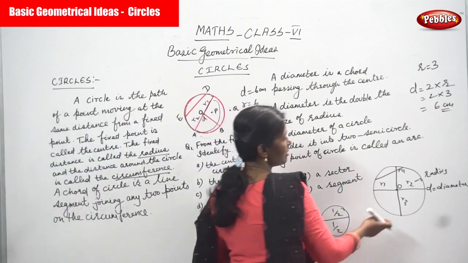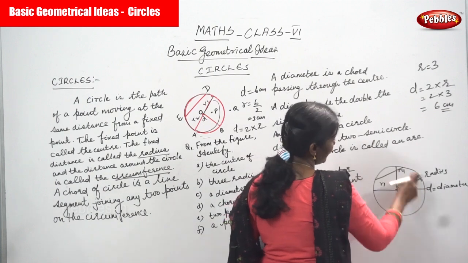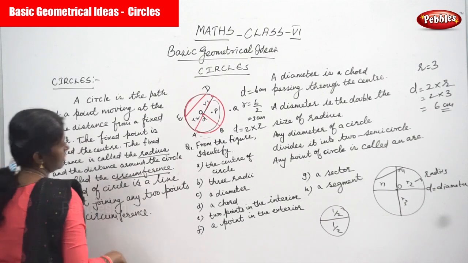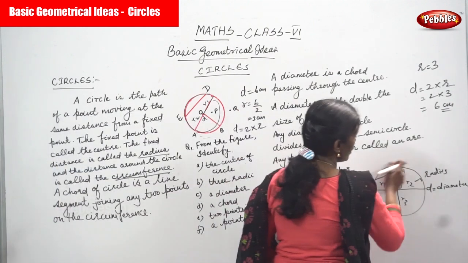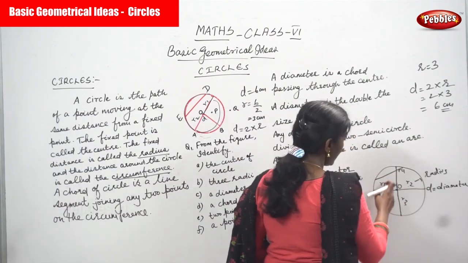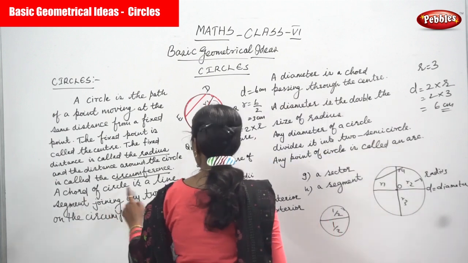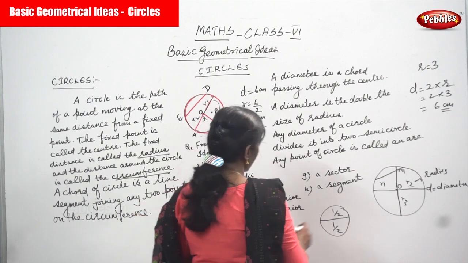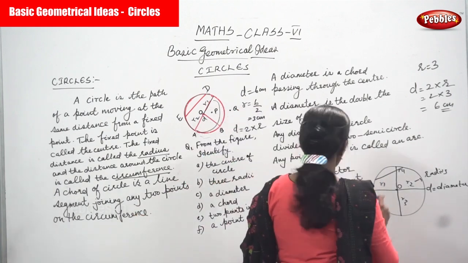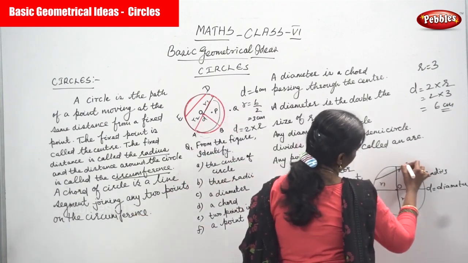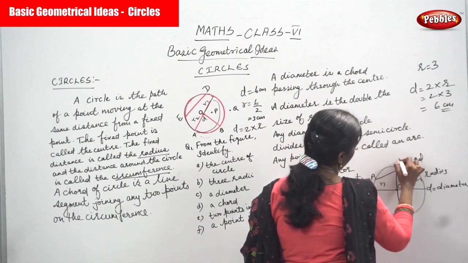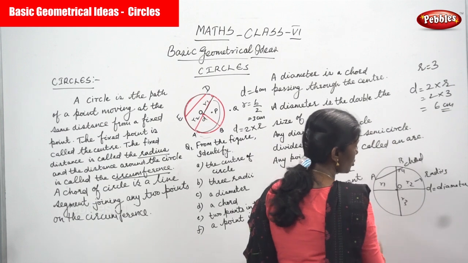A chord of a circle is a line segment joining any 2 points on the circumference. I have told you circumference is the path surrounding. The distance around the circle we can call the diameter. And one more: a chord of a circle is a line segment joining any 2 points on the circumference. This is called a chord. We can call it AB, PQ, whatever name you like, you can give it.